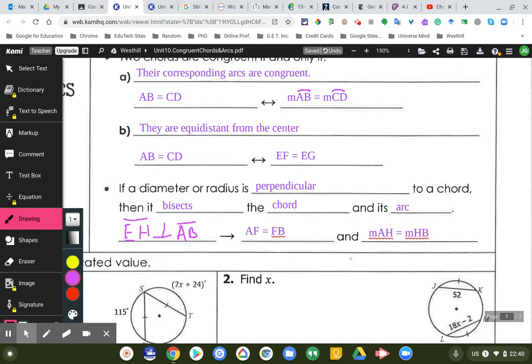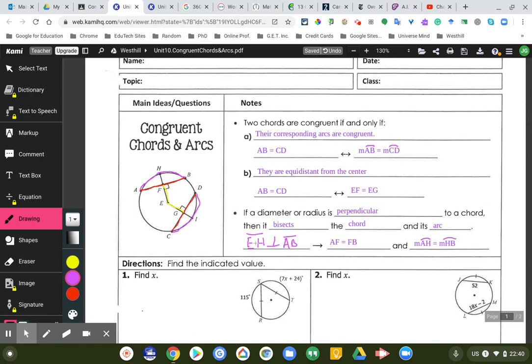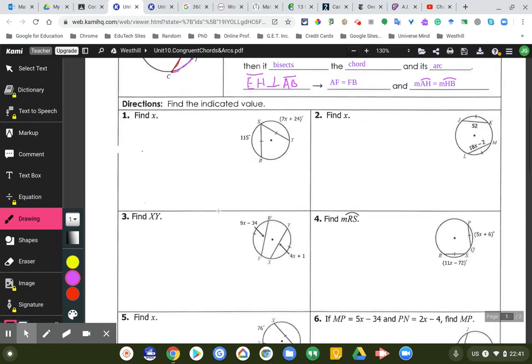So once again, we have this little drawing here. I'm just actually gonna kind of try to freehand this one. So we can go like this. Oh, perfect. And this. Okay. Something like that. It's not the best, but it's good enough. So if we zoom back out, we can kind of look at what we have here. EH is perpendicular to AB, and AF is equal to FB. Okay, that's good to know. And the measure of AH is equal to the measure of HB, and kind of on the other side too. Okay, we can see that. So that's good. All right.